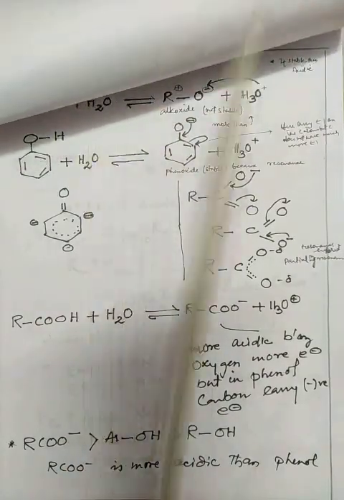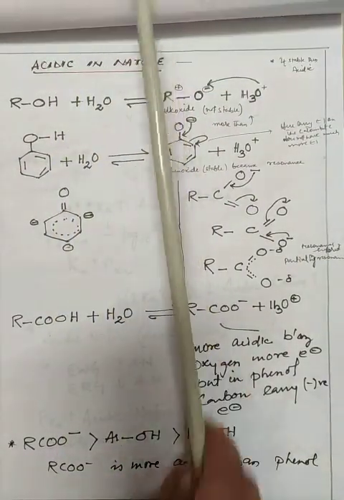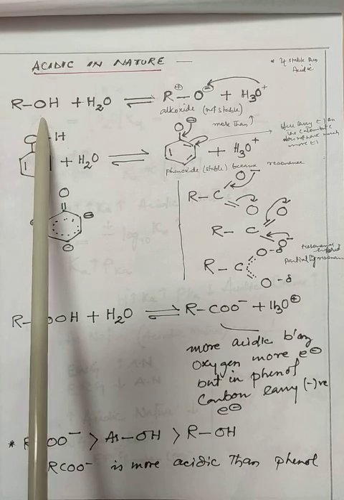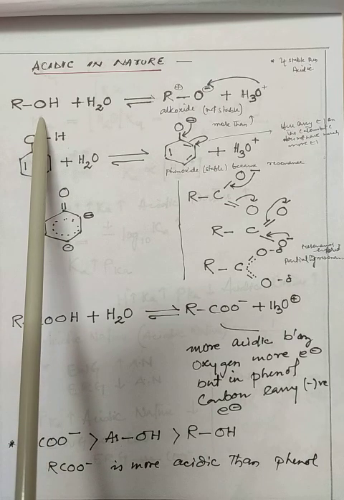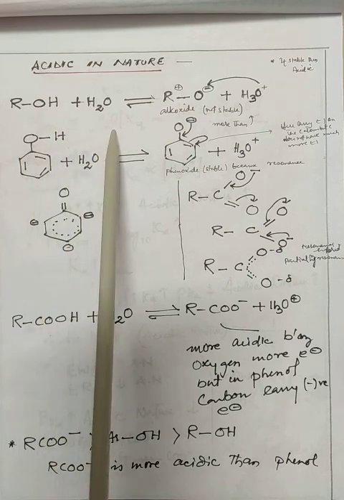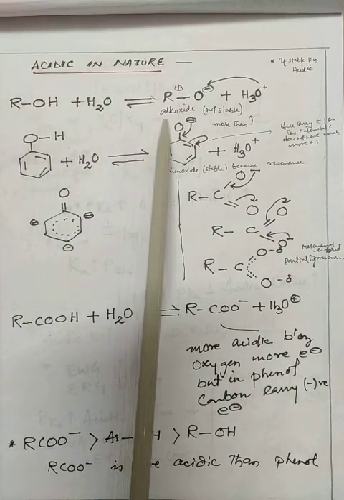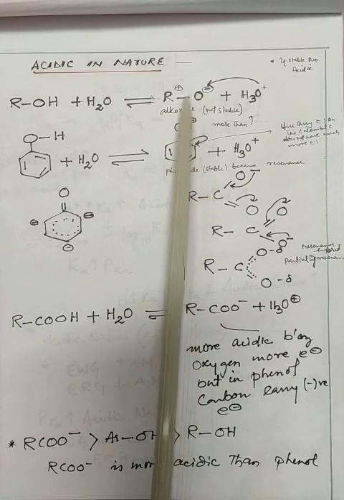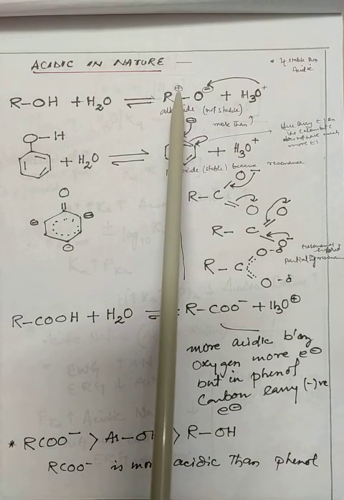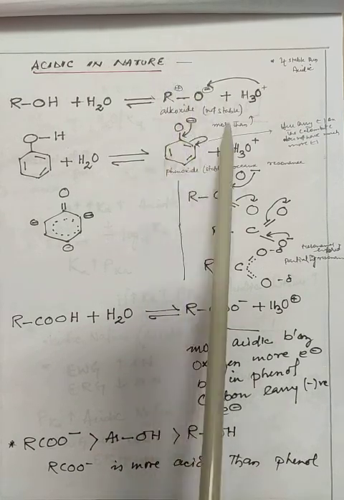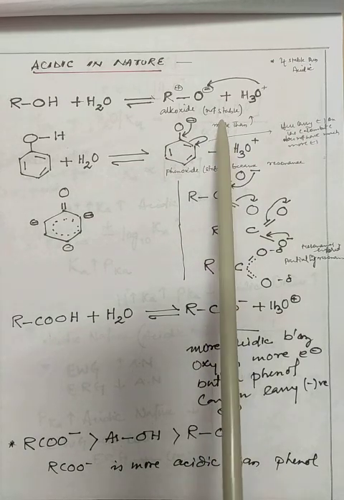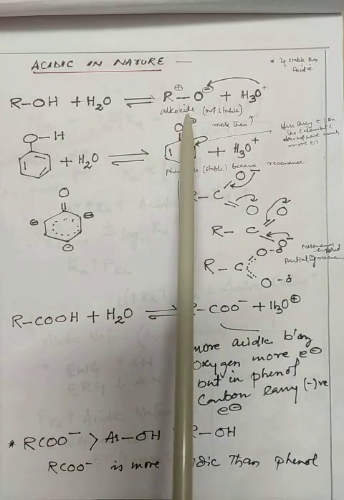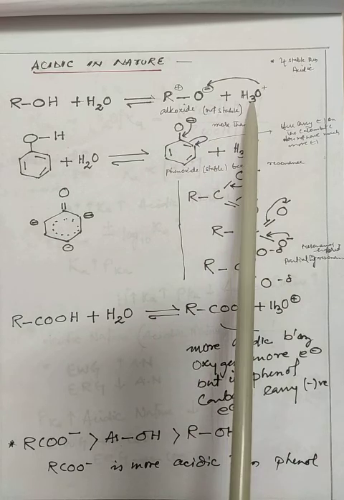Then next is acid nature. Here this is alcohol. Before, alcohol reacted with sodium metal only, but here alcohol reacts with water, and the reaction is reversible. At that time we get alkoxide. On this alcohol side, oxygen carries a negative charge and R carries a positive charge. This is not a stable product; if it were stable, then it would be acidic. So it is not stable, along with hydronium ions.